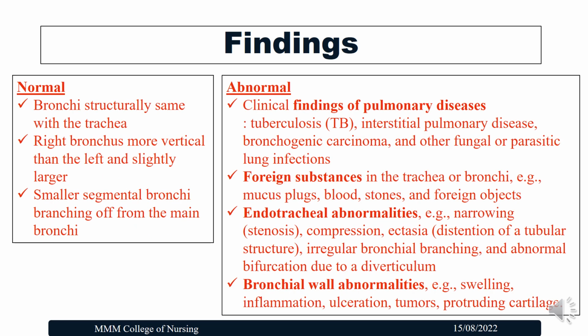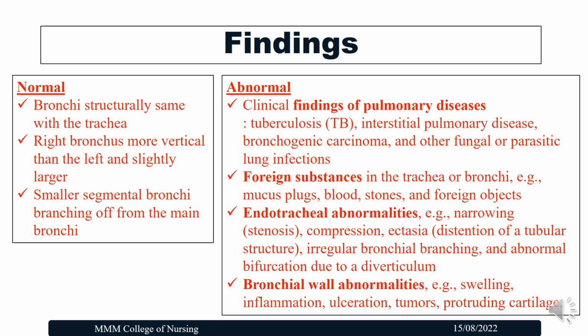What are the findings associated with bronchoscopy? What are the normal findings we can identify while doing a bronchoscopy? The normal findings are that the bronchi are structurally the same as the trachea, the right bronchus is more vertical than the left and slightly larger, with smaller segmental bronchi branching off from the main bronchi. So these are the normal findings.